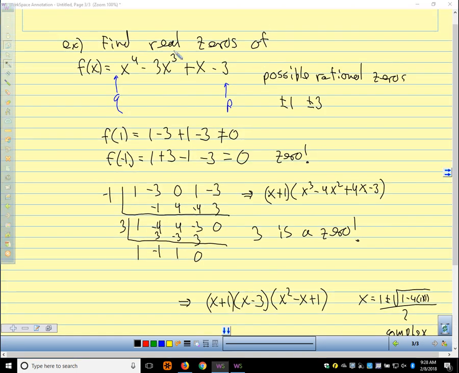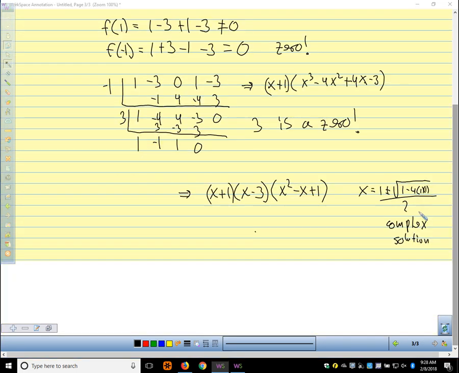And this tells us find the real zeros. So we don't have to worry about this. We'll do this next time, talk about the complex solutions. So this is as far as we can factor this. So our real zeros are x equals negative 1 and x equals 3. The other two are complex. And this would be our factorization. And we'd be set.